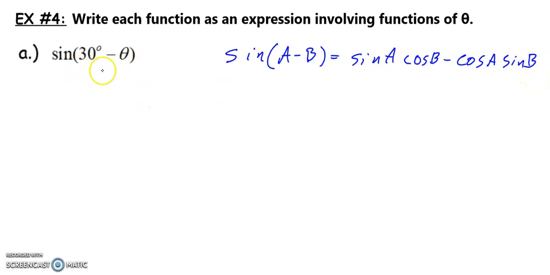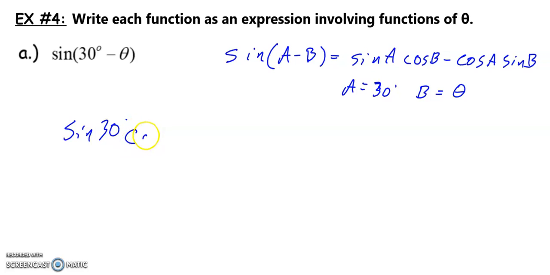Well, looking at my expression, I know A is 30 degrees and B is some angle. So let's go ahead and plug in our values. So we are going to do this. Goodness, I was trying to write sine and I did it with a 3 because I was already a step ahead. So the sine of 30 degrees times the cosine of theta minus the cosine of 30 degrees times the sine of theta.